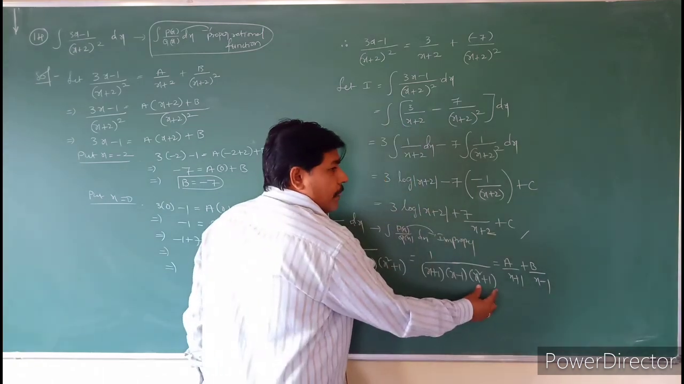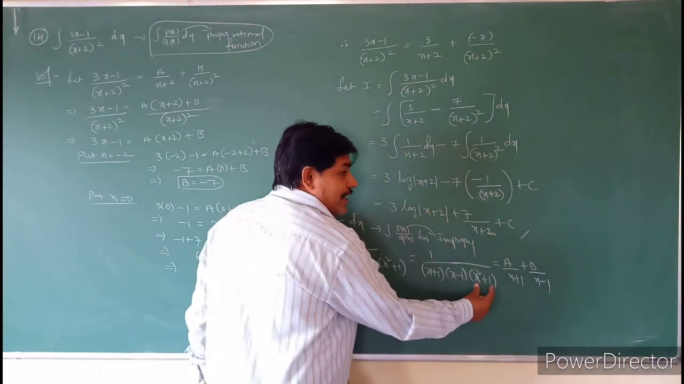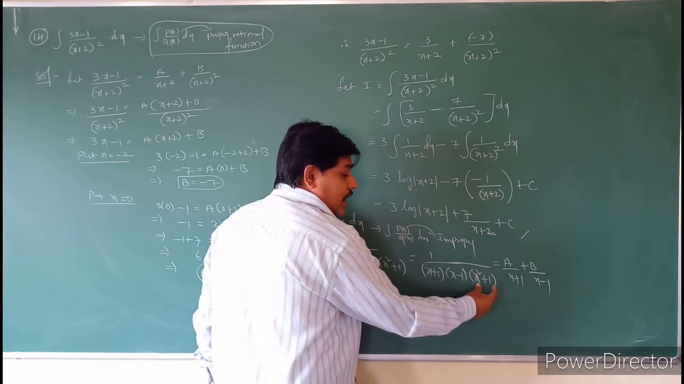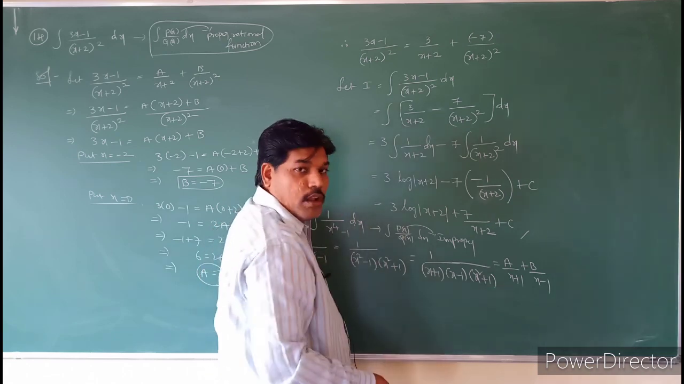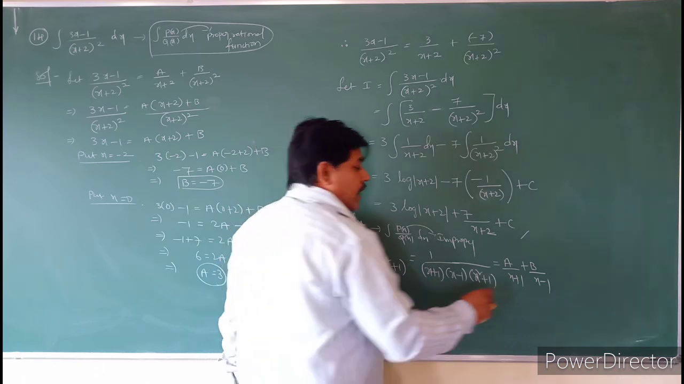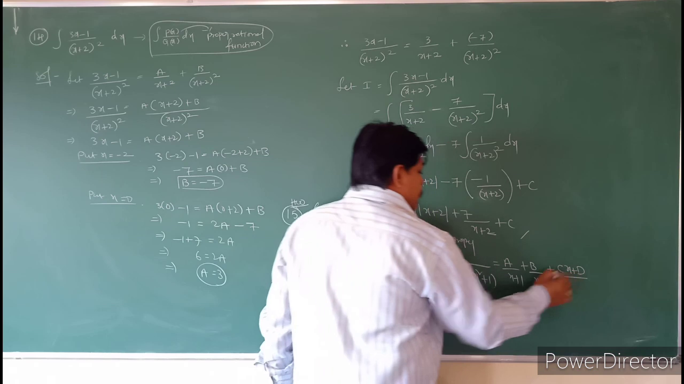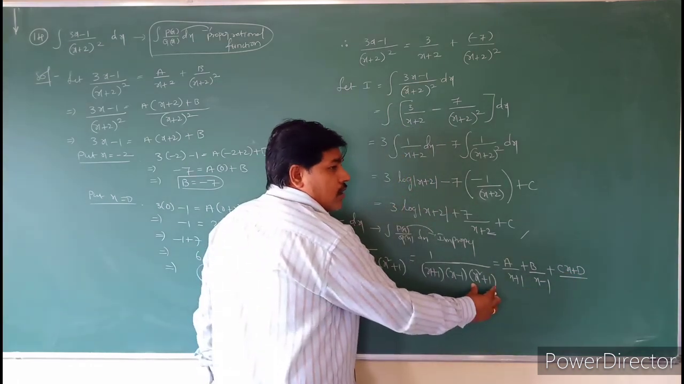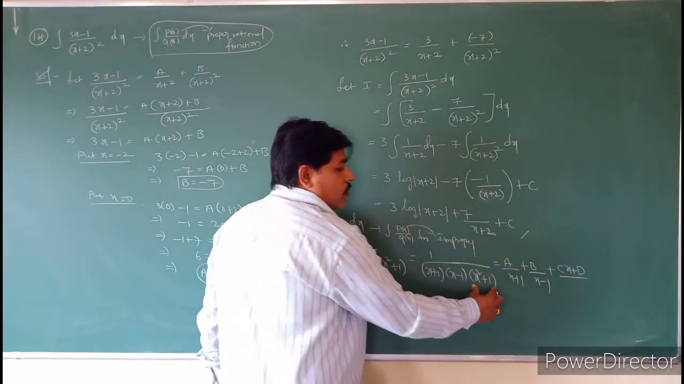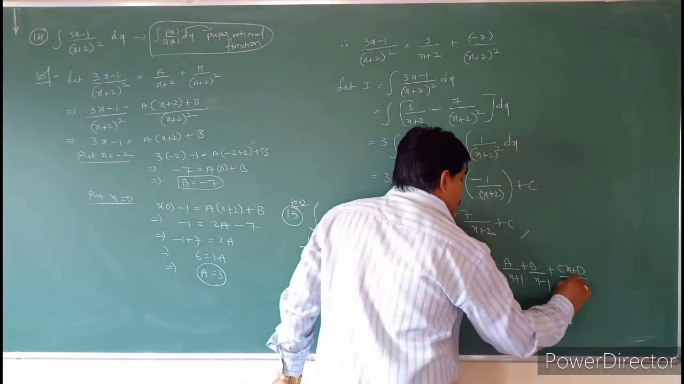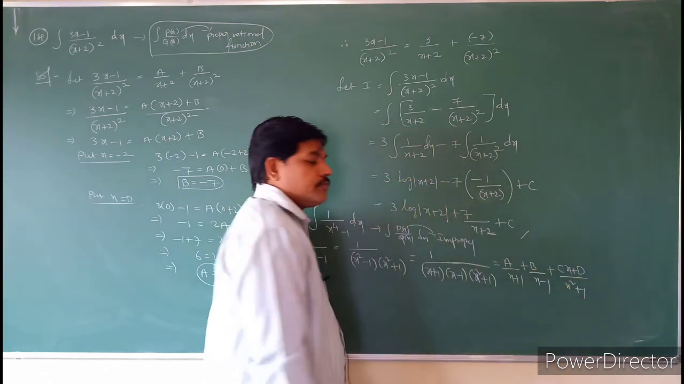But this is important. The last factor is a quadratic and non-reducible. For that one, what do we have to take? We have to take Cx plus D by x square plus 1. For a quadratic and non-reducible term, you have to take this model, Cx plus D by x square plus 1.